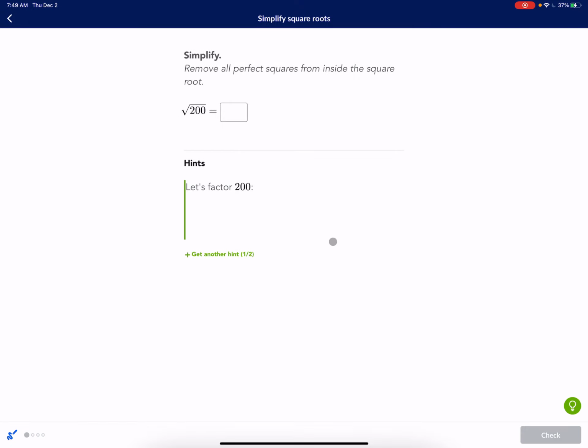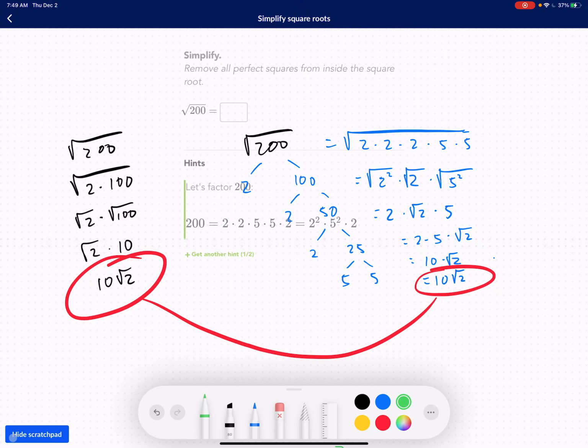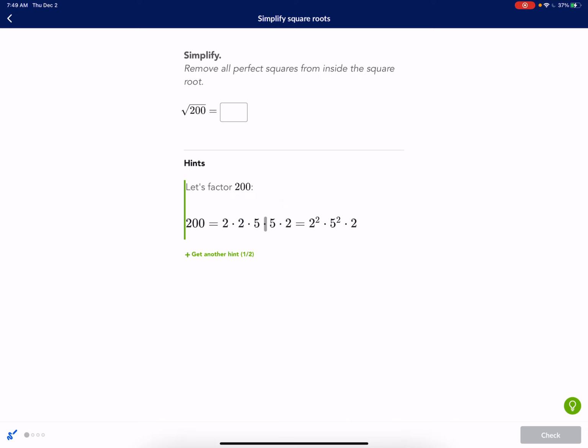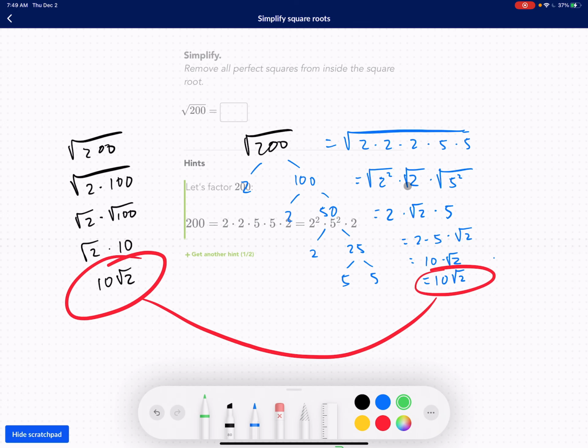Here's a hint. I don't know if you can see. So what Khan does is Khan does the factoring first, right? So you see 2 squared times 5 squared times 2. So that's basically what we did here: 2 squared times 2 times 5 squared. He just didn't put the square root over this yet, okay?